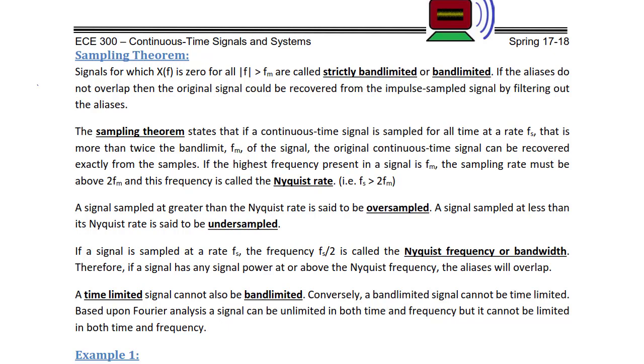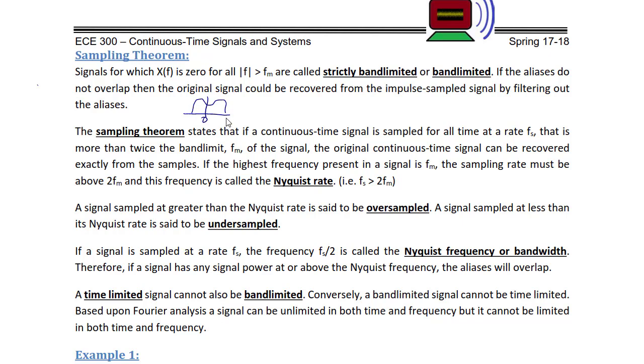Sampling theorem. Signals for which X(f) is 0 for all frequencies greater than fm are called strictly band limited or band limited. If the aliases do not overlap, then the original signal could be recovered from the impulse sampled signal by filtering out the aliases. So for example, here would be a signal that is strictly band limited.